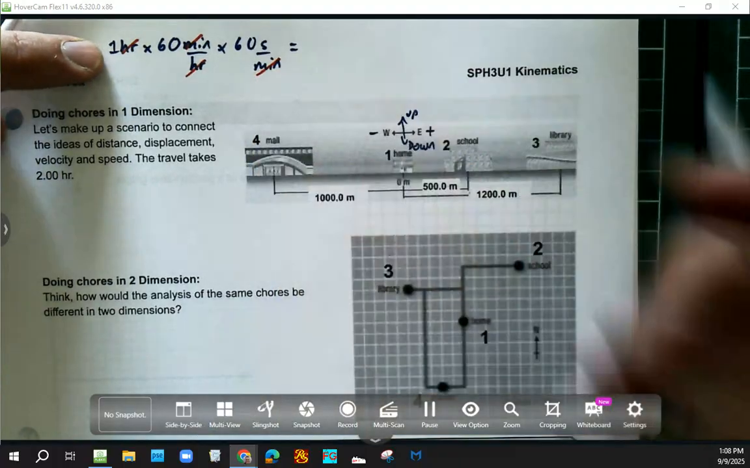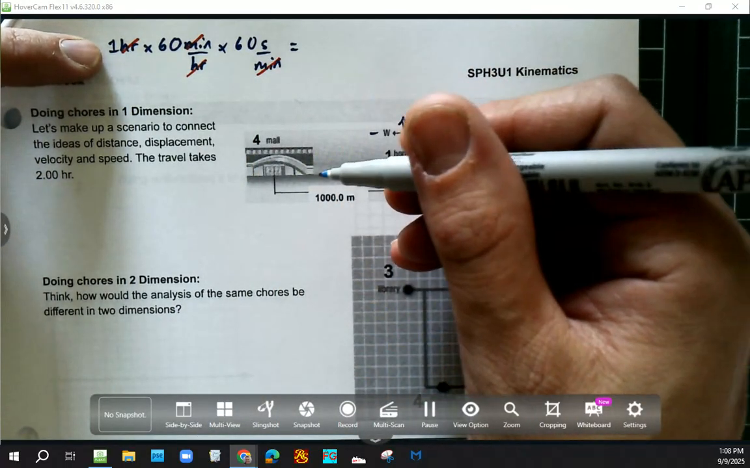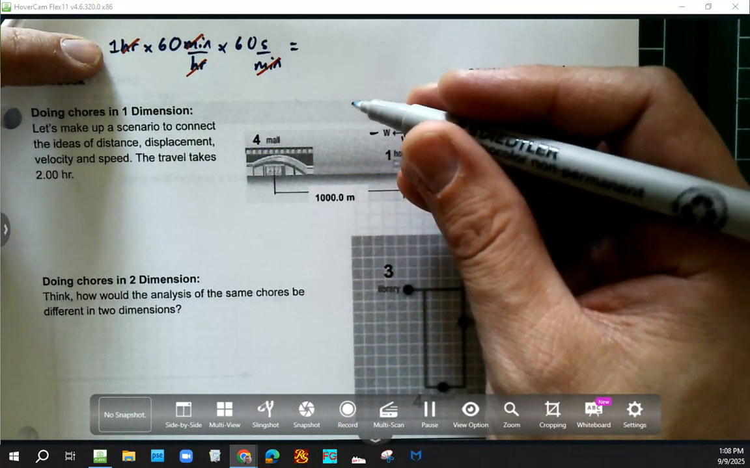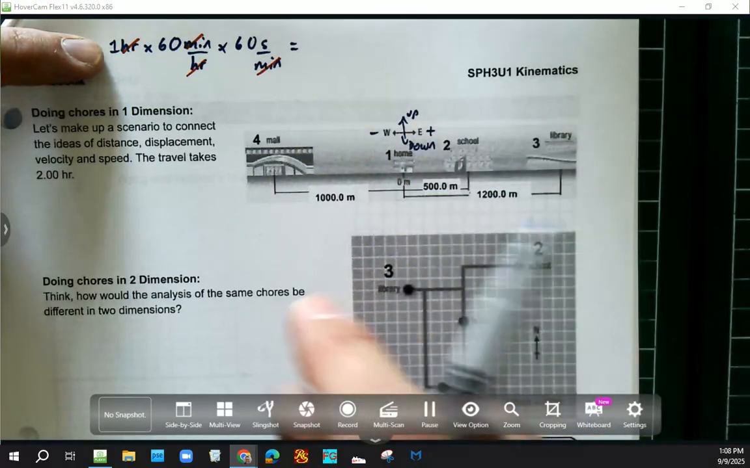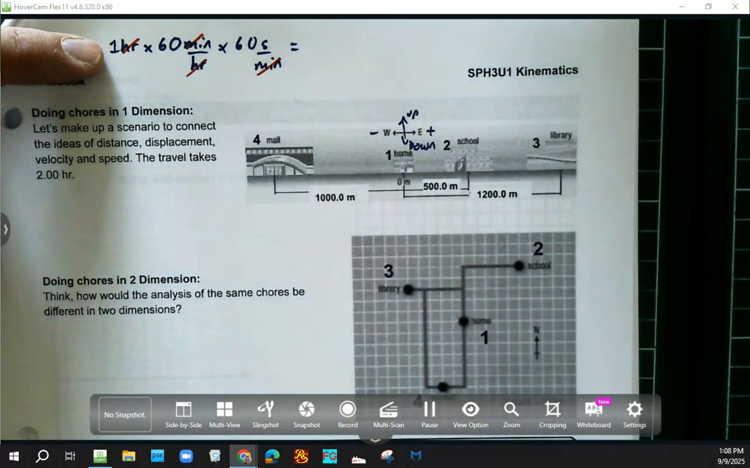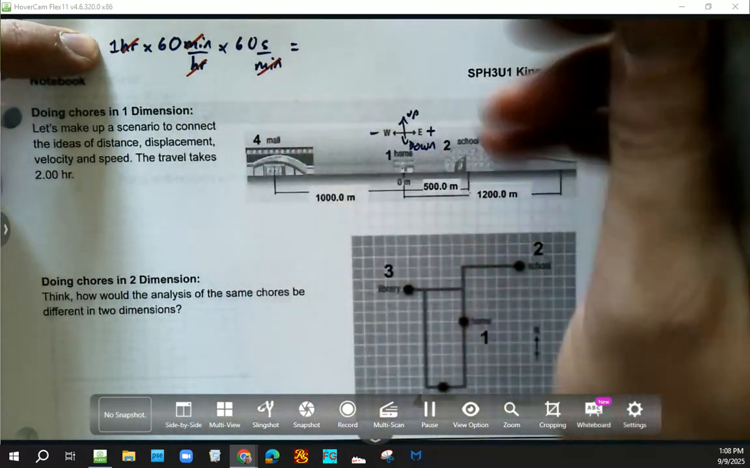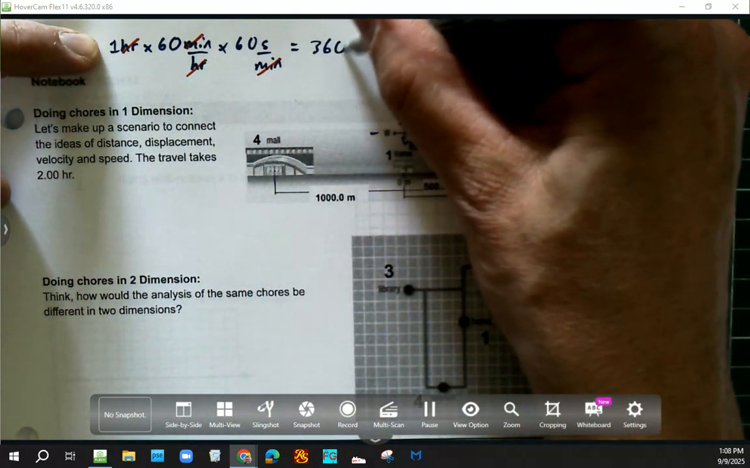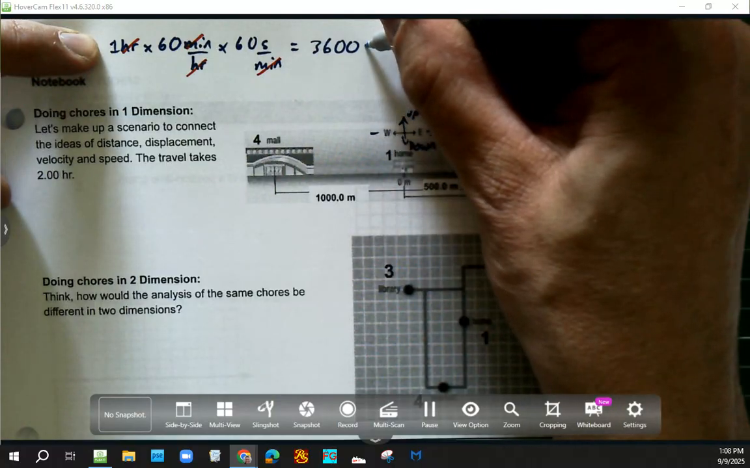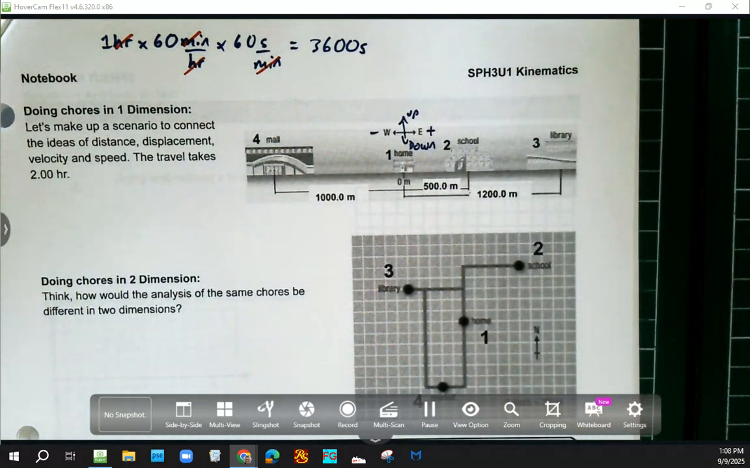Somebody help me out. How many seconds are there in a minute? 7,000. No. No, calculate it. It's 3,600. 60 times 60 times 1 if you like is 3,600. And the only unit that's left over here is seconds. So there's 3,600 seconds in an hour.